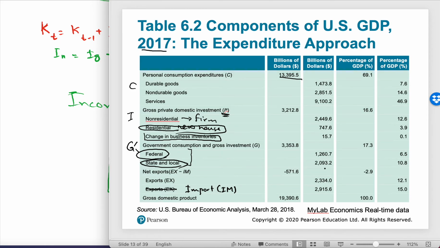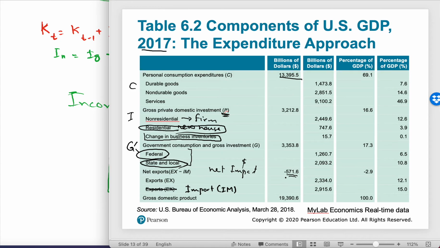Look at the imports and exports. The United States is exporting 2.3 trillion, but importing 2.9. So this minus this is going to be negative, the difference between the two. So the US is a net importer, because imports are larger, in dollar terms, than exports. But if you check the net export of Oman, it's going to be positive.